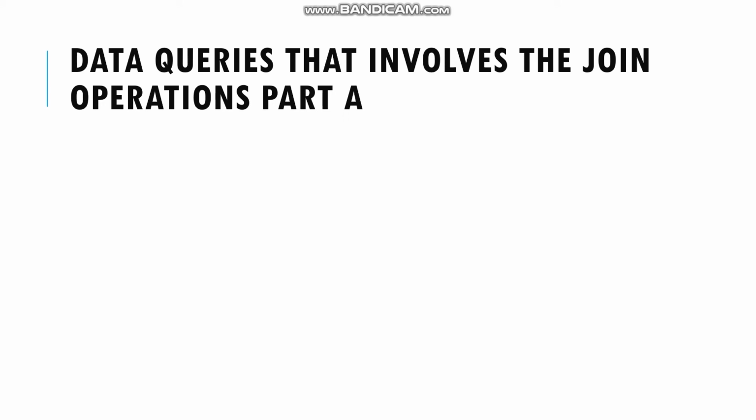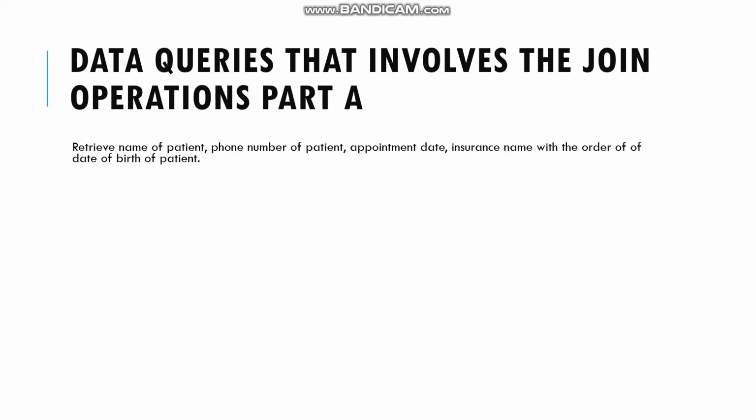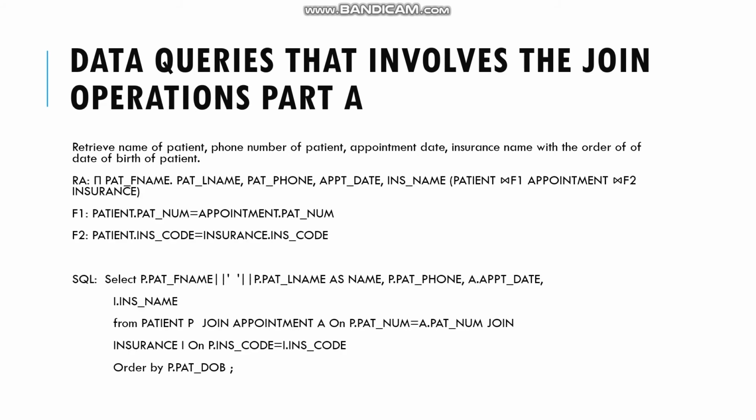So now we proceed to the next, which is data query that involves the join operation. Basically, we have two types of join operation, which are inner join and outer join. Here I'm going to present the inner join. If you have a problem like retrieve the names of the patient, full name, appointment date, and insurance name, with the order of date of birth of the patients, we can use the join operation, joining the 3 tables, patient, appointment, and insurance, by using the join command.